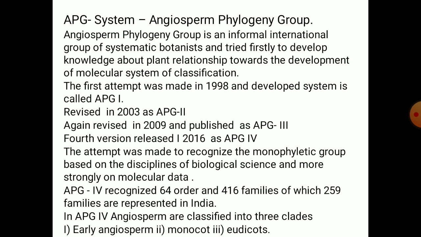The first attempt was made in 1998 and developed the system called APG I. Then it was revised in 2003 as APG II. Then the fourth version was released in 2016 as APG IV. The attempt was made to recognize monophyletic groups based on the disciplines of biological science and more strongly on molecular data.